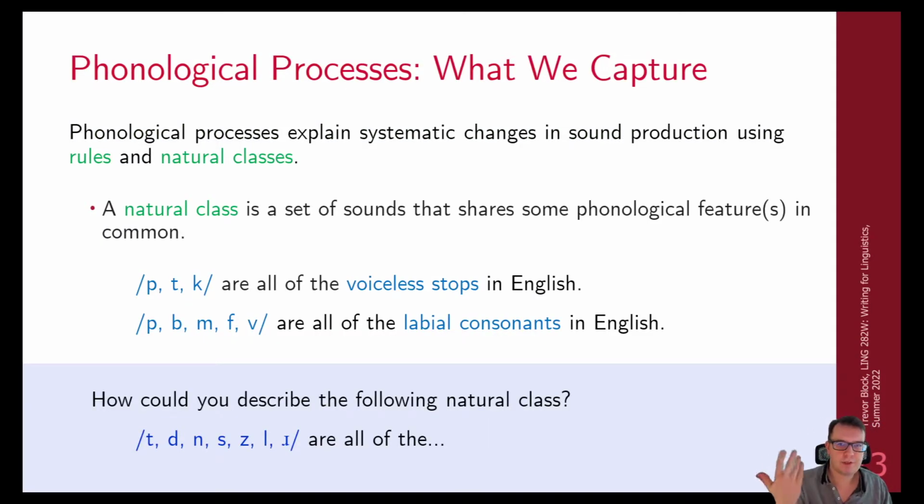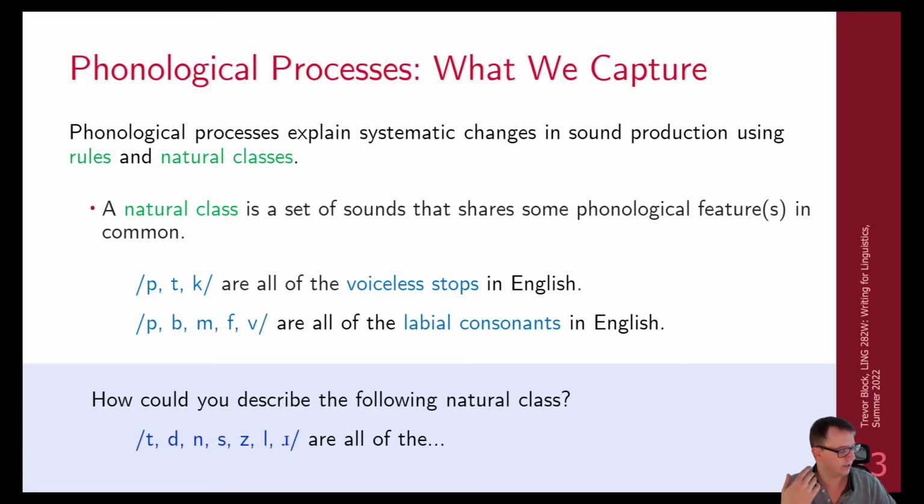So let's talk about phonological processes now that we have the background information. A phonological process is basically a phonological rule. They're used interchangeably, and it's explaining the sound changes. So you have what's called a natural class. A natural class is a set of sounds that share some features in common.